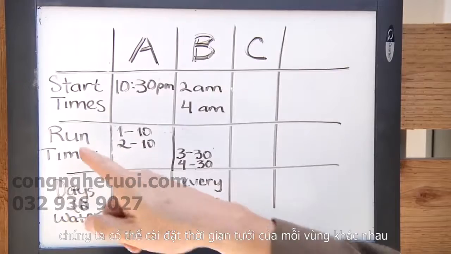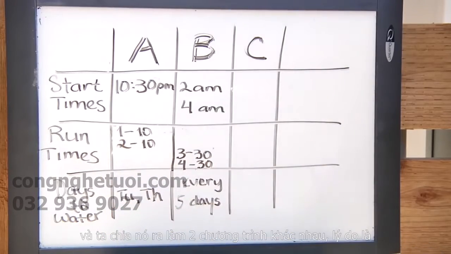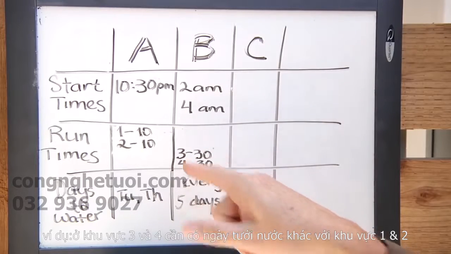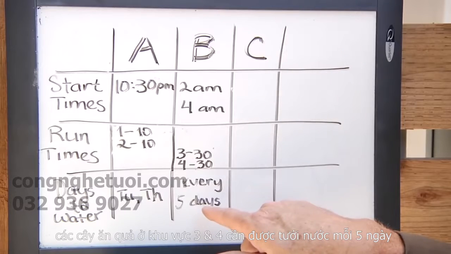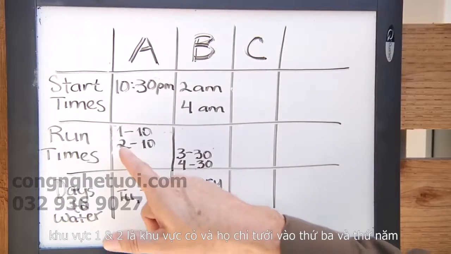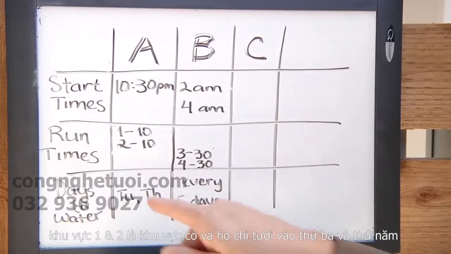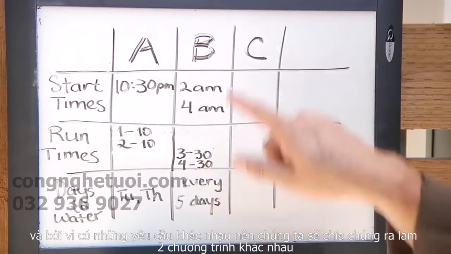And we're going to take our run times, which is here for our individual stations or zones, and we're splitting them up over 2 programs. Reason being, stations 3 and 4, they have a different watering day requirement. We've got every 5 days listed for the fruit trees on stations 3 and 4. Stations 1 and 2 is the grass zone, and they only water on Tuesday and Thursday. So because they have different day requirements than stations 3 and 4 every 5 days, we're going to split them over different programs.